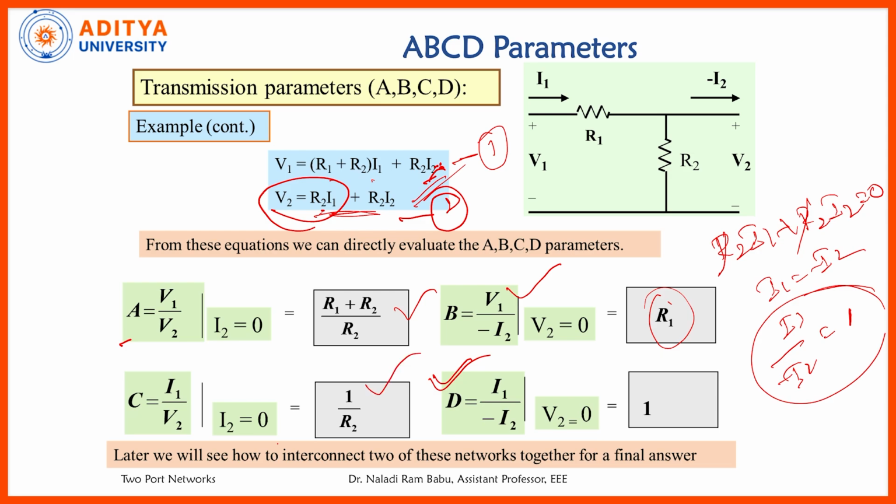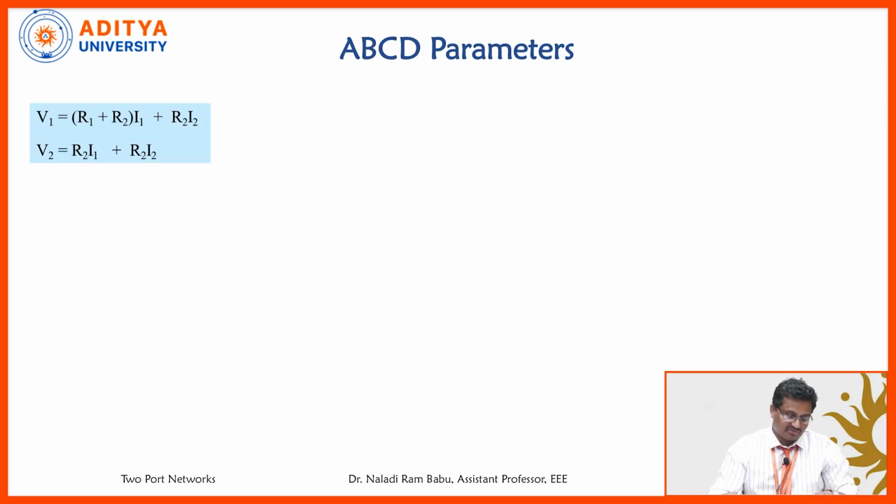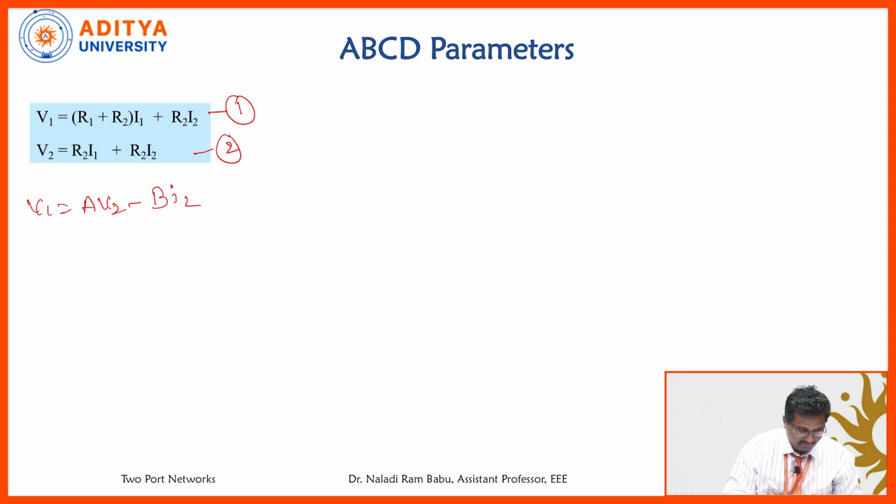Like this, we can get the solution by method 1, or else we can apply the KCL and KVL methods. Now, let us solve that also. I am using this as equation 1 and this as equation 2. Now, let us write the ABCD parameter equations. V1 is equal to AV2 minus BI2 and I1 equal to CV2 minus DI2. This is equation 3 and this is equation 4.